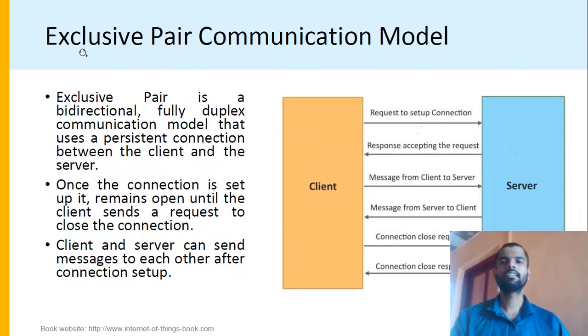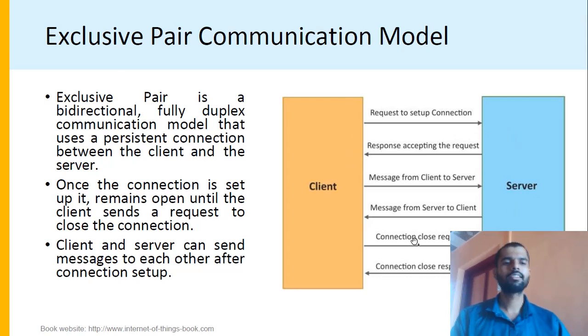The next one is the exclusive pair communication model. In this exclusive pair communication model, there is one client and one server, acting as bidirectional and fully duplex communication. That means this model is a fully duplex and bidirectional model that uses a persistent connection between the client and server. Each activity is involved here.